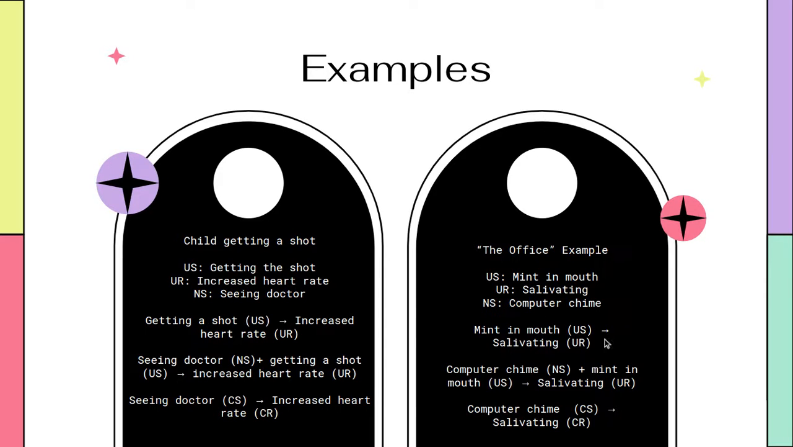So the mint in the mouth is the unconditioned stimulus, and that leads to the unconditioned response of salivating. But Jim paired the computer chime, or the neutral stimulus, with the mint in the mouth, the unconditioned stimulus, and it elicited the salivating response, which was the unconditioned response. But over time, the computer chime alone became the conditioned stimulus and elicited the conditioned response of salivating.